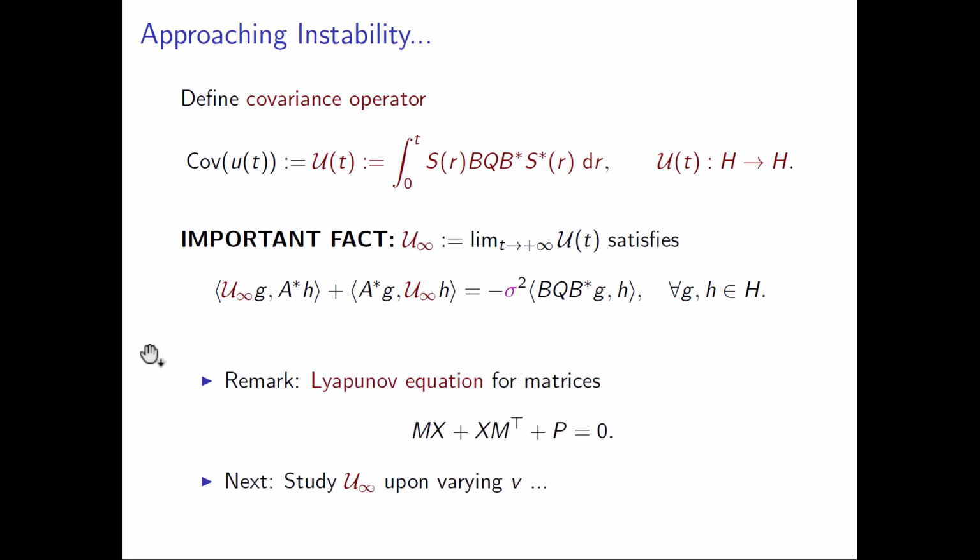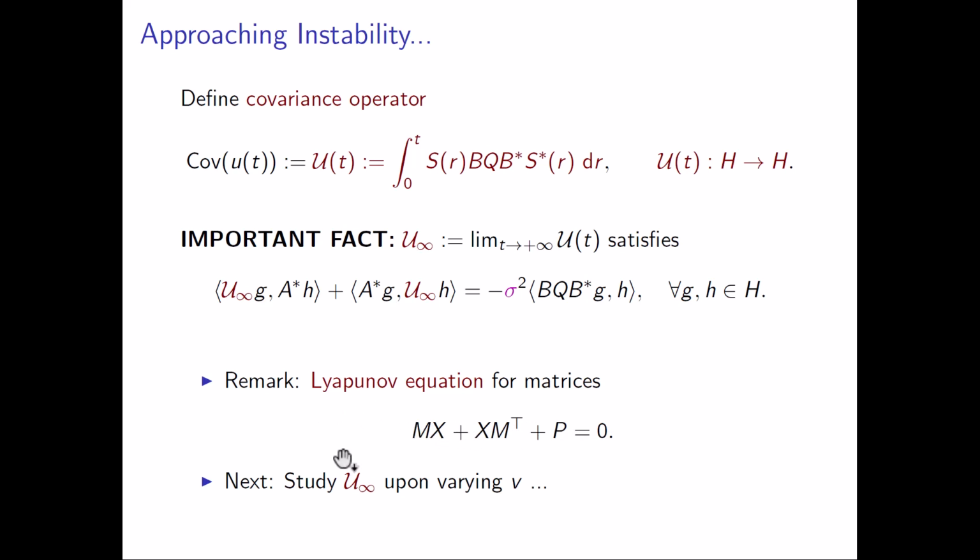So, remark: if you are not an expert on Lyapunov equations, you indeed see that this infinite-dimensional Lyapunov equation is the same as the finite-dimensional matrix version. It's basically something like MX + XM^T + P = 0, where X is the unknown and M and P are given.